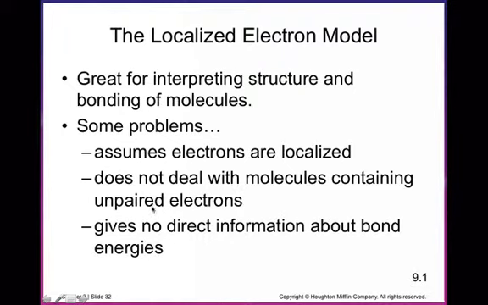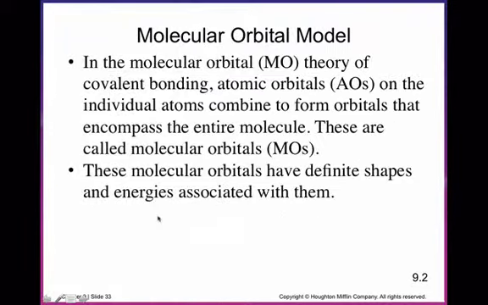So there is actually a better model that we can use. It's called the molecular orbital model. In the molecular orbital model, which we'll abbreviate MO sometimes, it deals with covalent bonding still, and what it says is that atomic orbitals of the individual atoms combine and form orbitals that encompass the entire molecule. So those atomic orbitals that are surrounding each of the atoms within a molecule, once the molecule is formed, become what we call molecular orbitals. So the atomic orbitals are gone and they're reshaped into molecular orbitals.